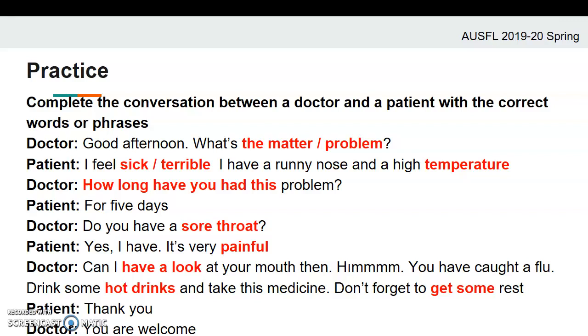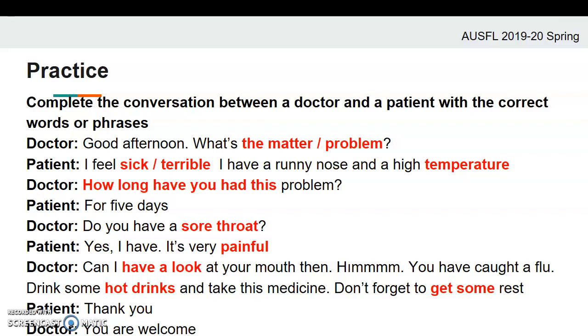So doctor says, good afternoon, what's the matter or what's the problem? I feel sick or terrible. I have a runny nose and a high temperature. High is our clue here. So patient says for 5 days. So the question should be, how long have you had this problem? And do you have a sore throat? Yes, I have, and it's very painful.